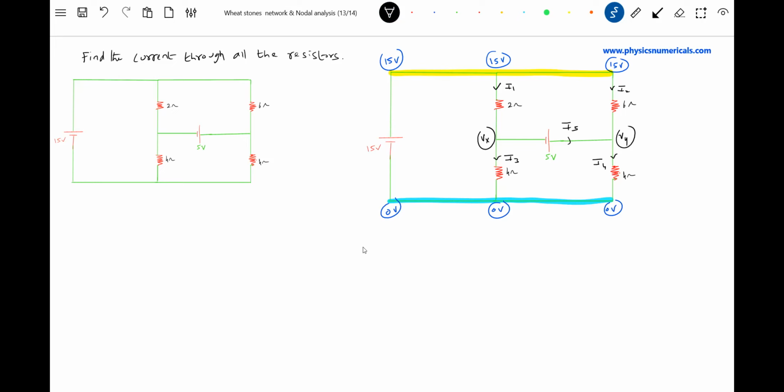Let me assume current. So nodal analysis, why are you bringing current? To make things a little bit simple. Now, how much current is here? I1 plus I2. Here, how much current? I2. So I1 plus I2. So current here, no, this is I3. This is I4.